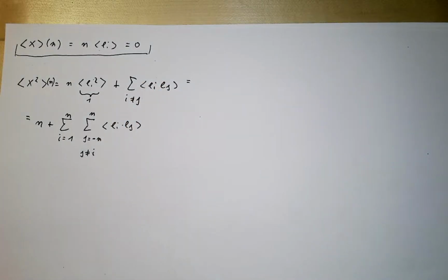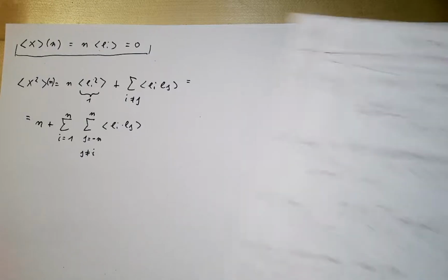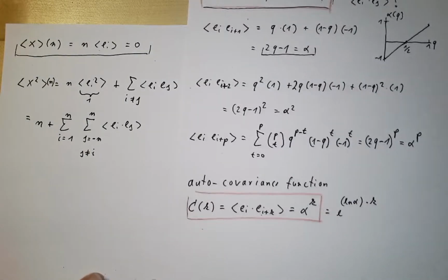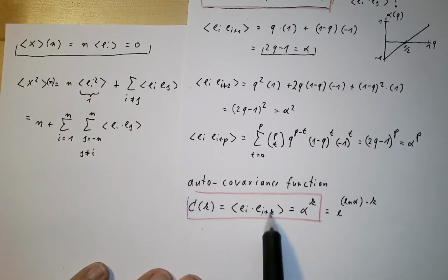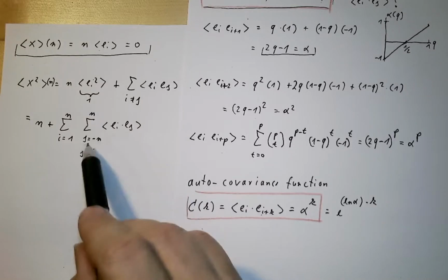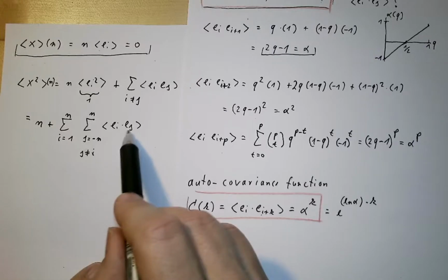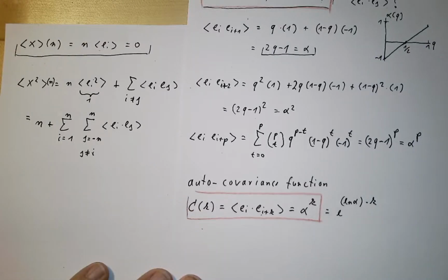But we would like to plug in our autocovariance function, which we know already, which is something similar, but here we need the time difference between i and j. So let's make a variable transform for the j, so that we have here the time difference.